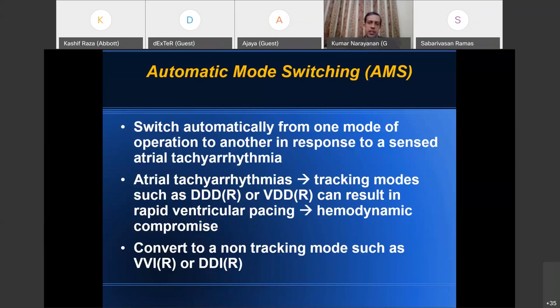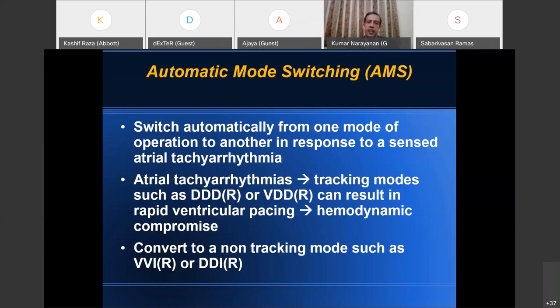Therefore, what happens is that in mode switch, the device detects the occurrence of an atrial arrhythmia by the intrinsic signals in the atrium. And then what it does is it switches from a tracking mode to a non-tracking mode such as VVI or DDI. So what does DDI mean? It is going to have pacing in both chambers, but there is going to be inhibition in response to same chamber depolarization, but there is going to be AV delay in response to atrial depolarization.